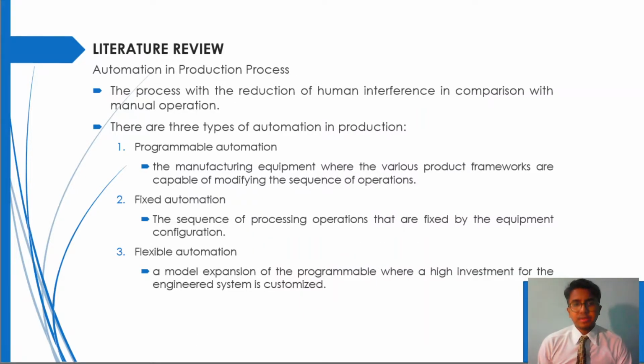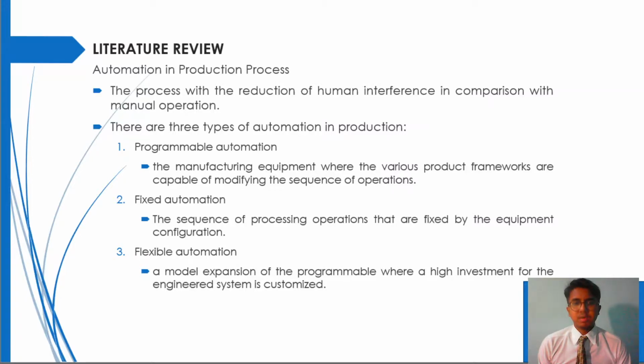My next literature review is the automation in production process. Automation can be defined as the process with the reduction of human interference in comparison with manual operation. There are three types of automation in production.